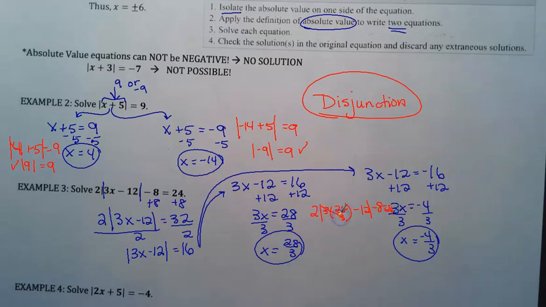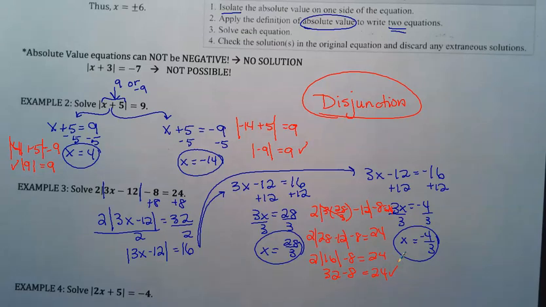So my 3's would cancel, and I would have 2 times the absolute value of 28 minus 12, minus 8 equals 24. Well, 28 minus 12 is 16. So I'd have 2 times the absolute value of 16, minus 8. The absolute value of 16 is 16. 2 times 16 is 32. So I'd have 32 minus 8 should equal 24. And indeed, it does. It checks.